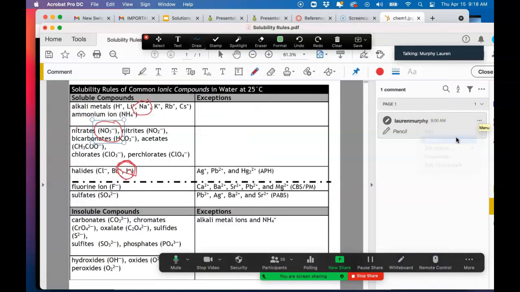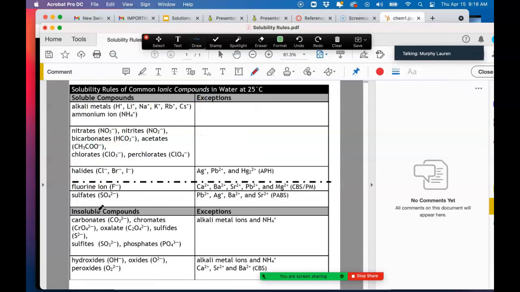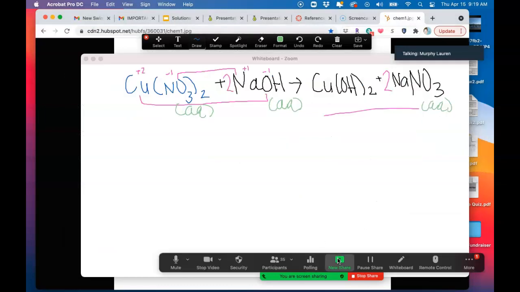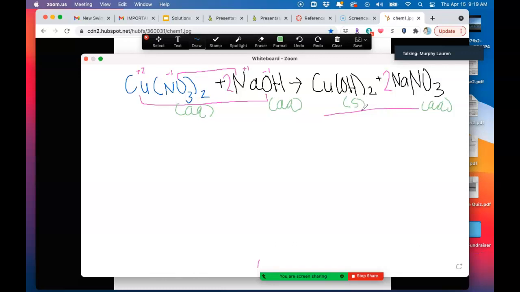So we go on here, and I see under the insoluble compounds that hydroxides fall under there. Copper 2 hydroxide, and copper's not an exception, so it's going to remain insoluble. What state of matter do we write if something is insoluble? Solid. Very good. So we're going to write this as a solid. So basically, what is going to form from this reaction? What is this called? This is called a precipitate.